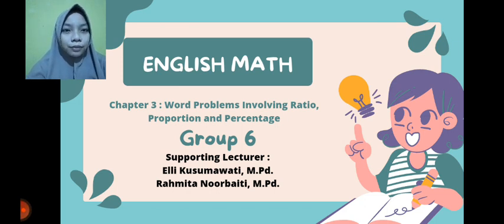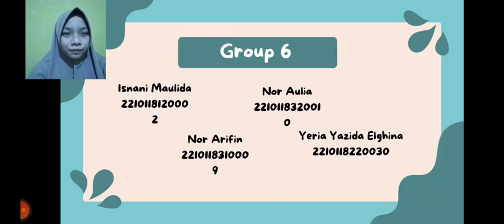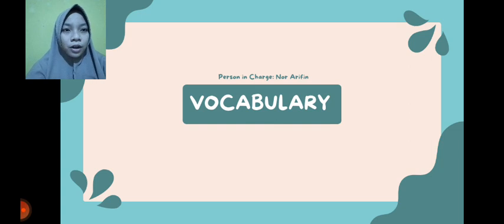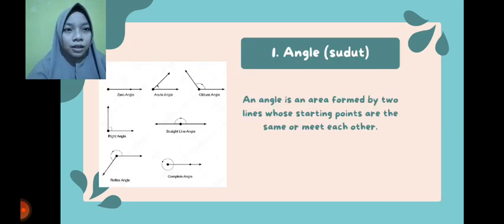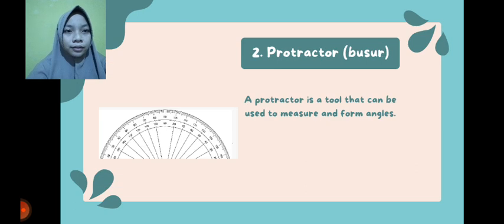I will present about Chapter 3, Word Problem involving ratio, proportion, and percentage. First, vocabulary. 1. Angle. In Indonesia, we say it sudut. An angle is an area formed by two lines whose starting point are the same or meet each other.